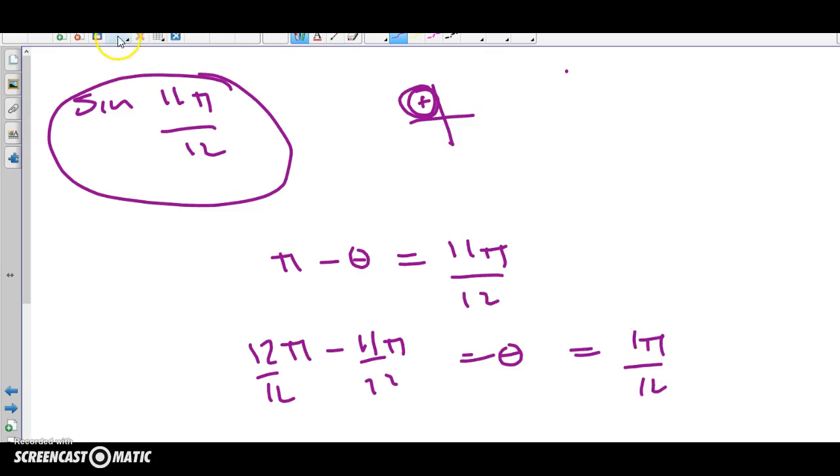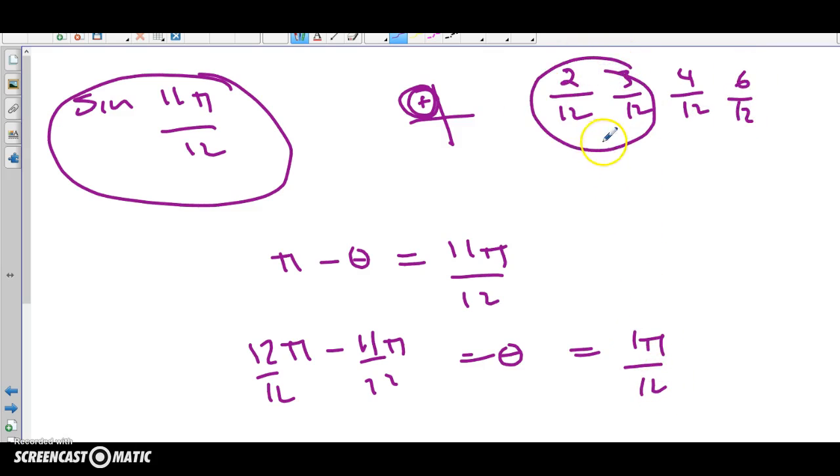So I want 1 pi over 12. Let's go back. I don't have 1 twelfth pi, but I do have 2 twelfths, 3 twelfths, 4 twelfths, and 6 twelfths. The easiest way to get 1 twelfth is to take 3 twelfths and subtract 2 twelfths, which is pi over 4 subtract pi over 6. Okay, so 2 twelfths is pi over 6. And then what happens with this? This is a sine question, so I want this.